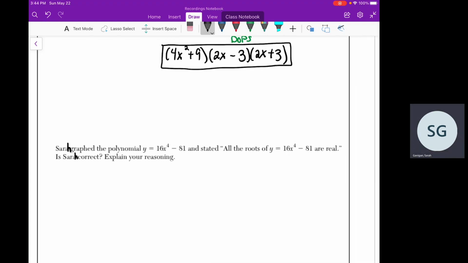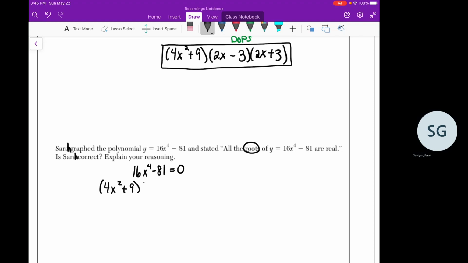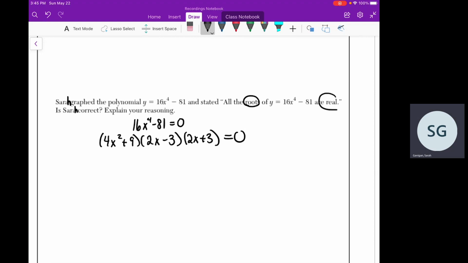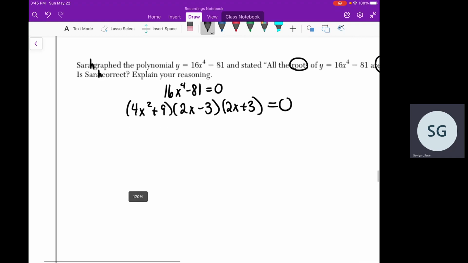So in order to do the roots, they are when the polynomial equals 0, and we already know that this polynomial factors like this. So is Sarah correct in saying that they are real? Well, the opposite of real is imaginary, so if they're not real, then they must be imaginary.